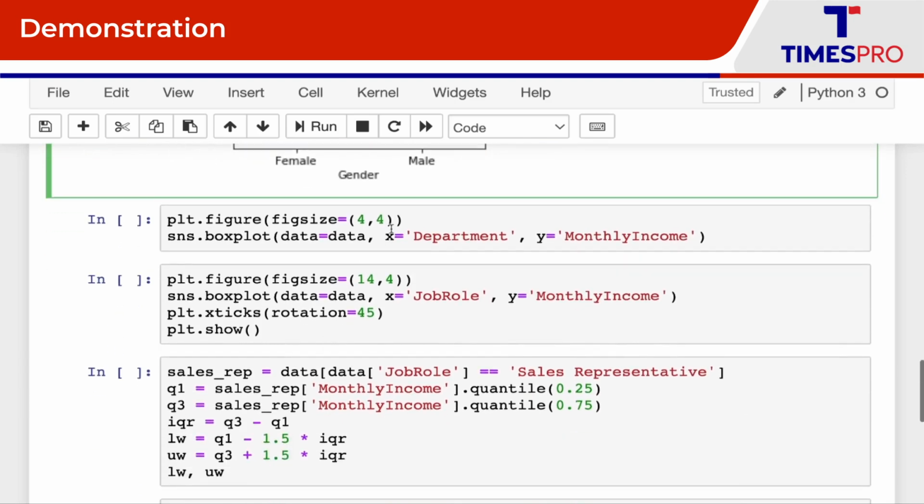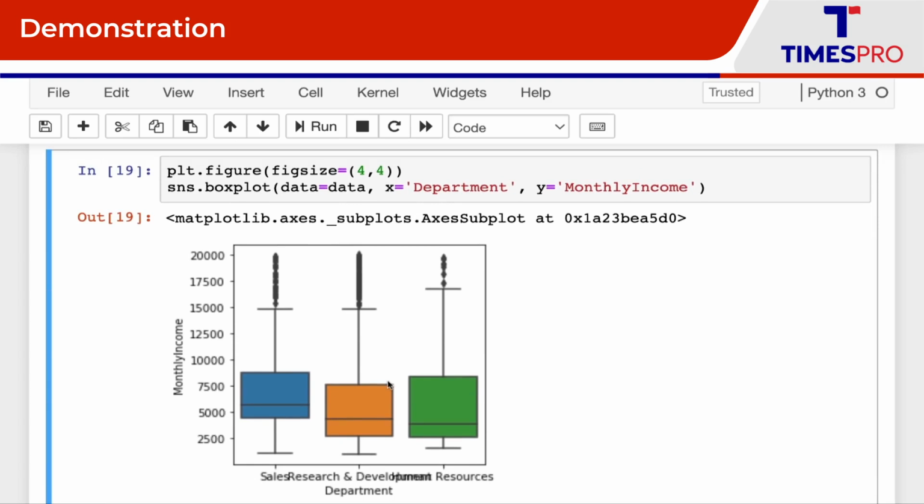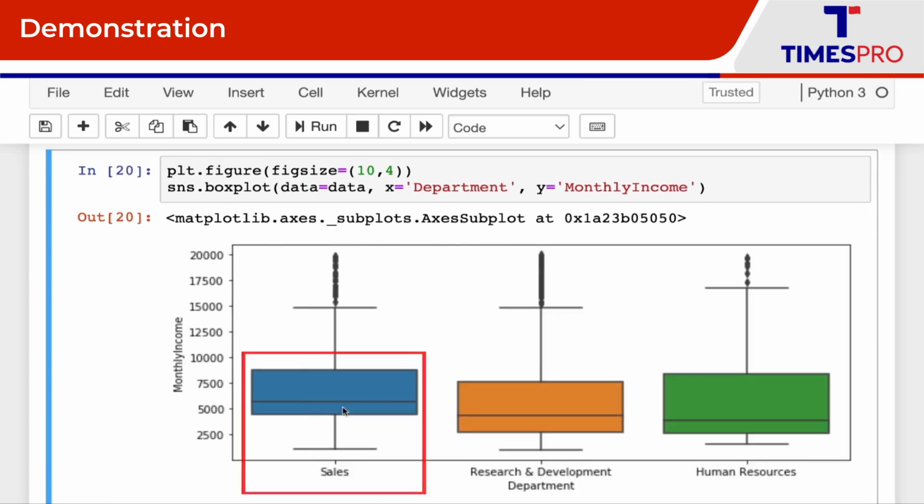So what else can we look at? Let's look at department. To a certain extent, it is influencing. We can see that employees in the sales department are earning slightly higher compared to the other departments. The IQR, the box height, is slightly higher compared to the research and development and human resources departments. So there is a slight influence of department when it comes to monthly income.